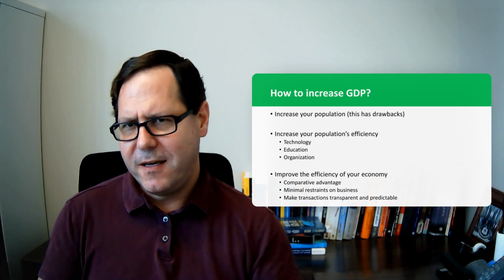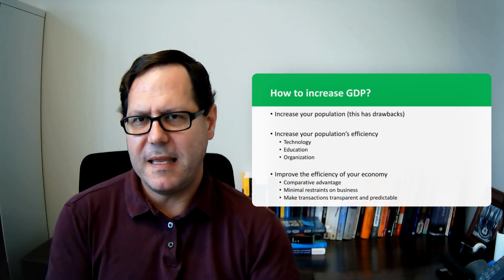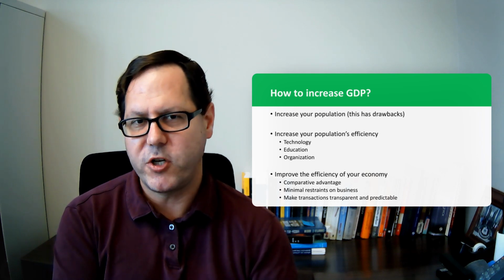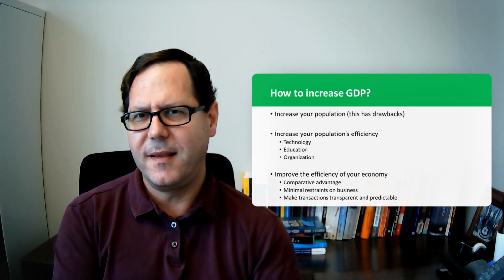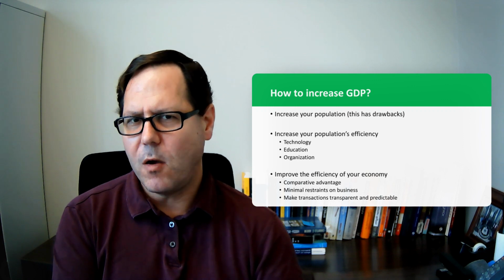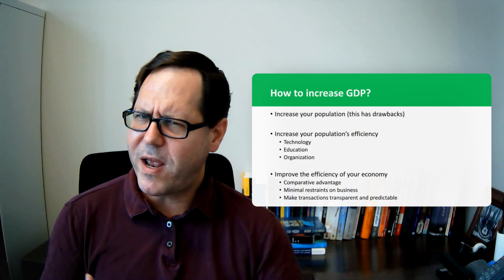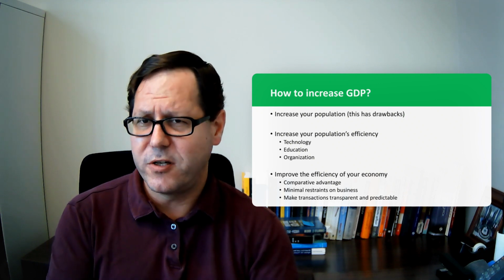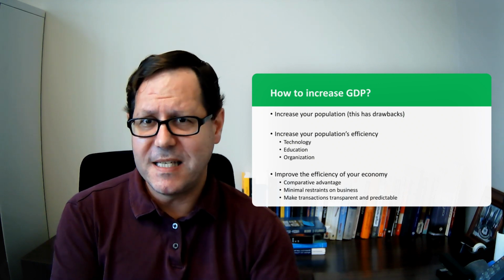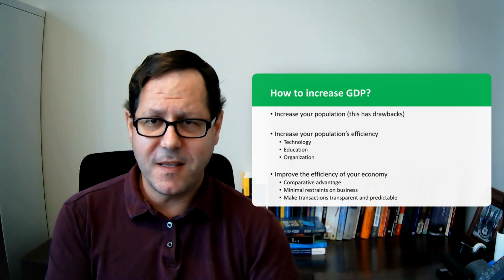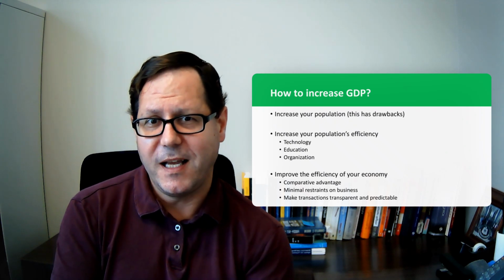So we can think about making individuals more efficient, but we can also think about making the economy itself more efficient. And there's a couple ways that this could be thought of. So one of those would be to reduce red tape or restrictions on businesses that make it difficult to operate. This is something that Hernando de Soto kind of famously dug into.